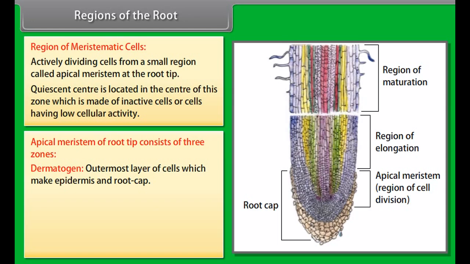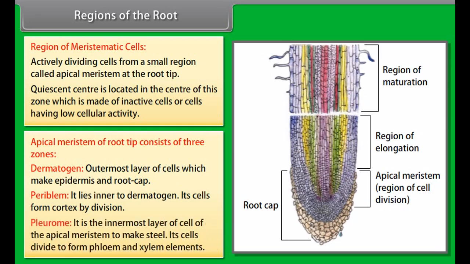Dermatogen, the outermost layer of cells, which makes epidermis and root cap. Periblem, it lies inner to dermatogen. Its cells form cortex by division. Plerome, it is the innermost layer of cells of the apical meristem to make stele. Its cells divide to form phloem and xylem elements.